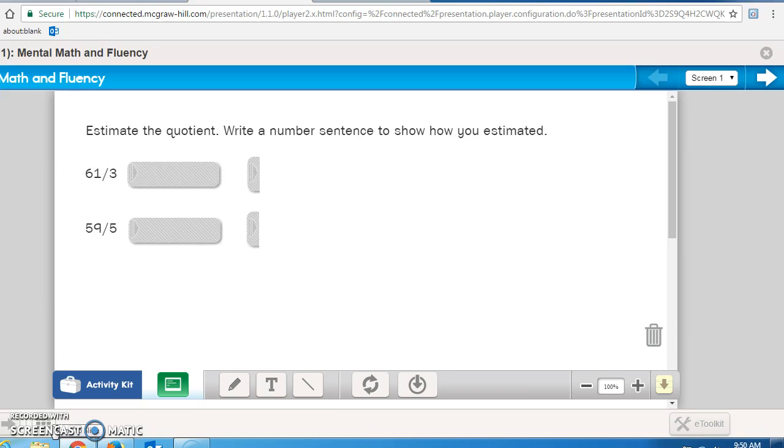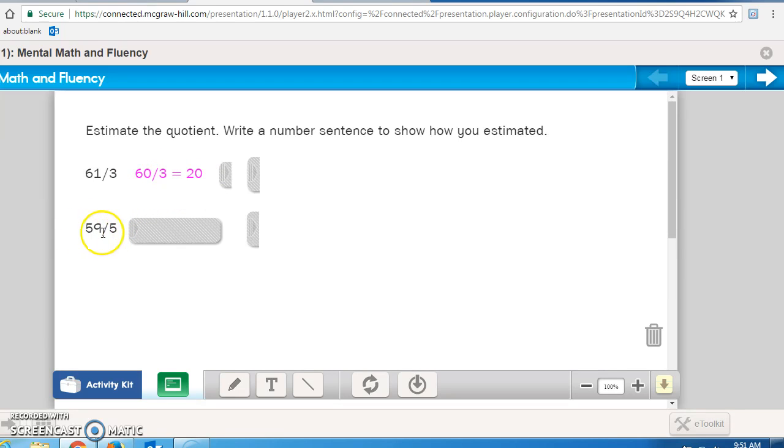Estimate the quotient. Quotient is the answer that you get when you divide. And then write a number sentence to show how you estimated. So 61 divided by 3. How would you write that as an estimated equation? Hopefully you realize the 1 here is less than 5. It's 4 and down, so I'm going to round that down to 60, and I'm going to leave the 3. So 60 divided by 3 equals 20. I can always check my answer by multiplying back. 2 times 3 is 6, and 0 times 3 is 0.